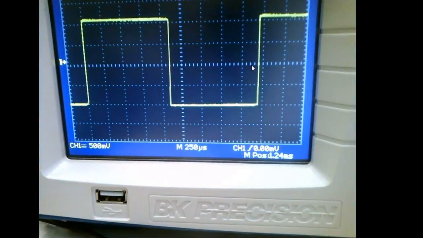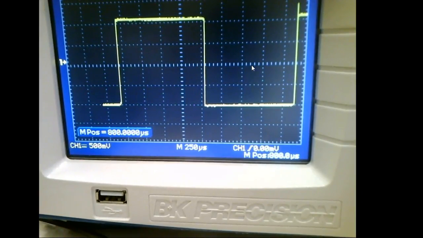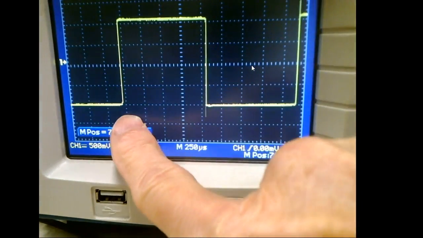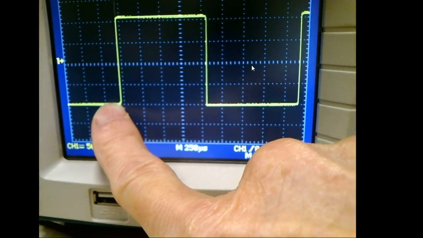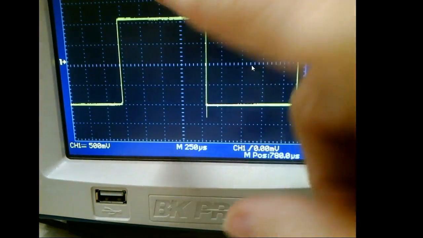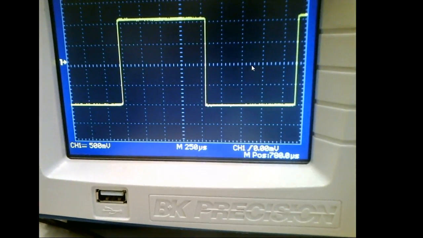So what I'm going to do now is, I'm not interested in the time, I'm just interested in the amplitude. Since we count up, I've got my bottom on a horizontal line now, right? You understand that? And I just count the number of divisions. 500 millivolts per division. What would that be?